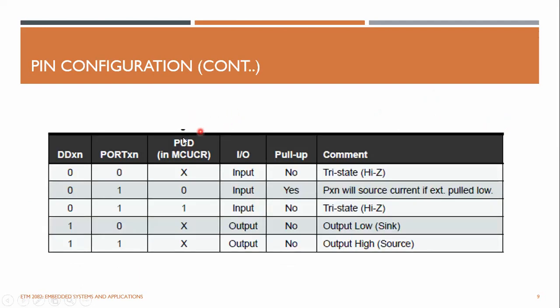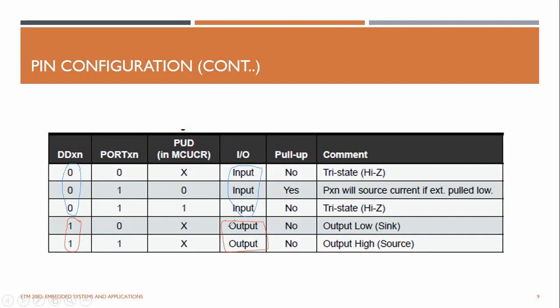Right. So this is the table that is shown in the data sheet. I have just copied and pasted it here. This is how it looks like. So DDRXN, when you write it as 1, so when you write the data direction register as 1, that digital pin will be set as an output, right? It is very clear. If the data direction register of the pin is set to 0, that pin acts as an input, right? It's very simple.